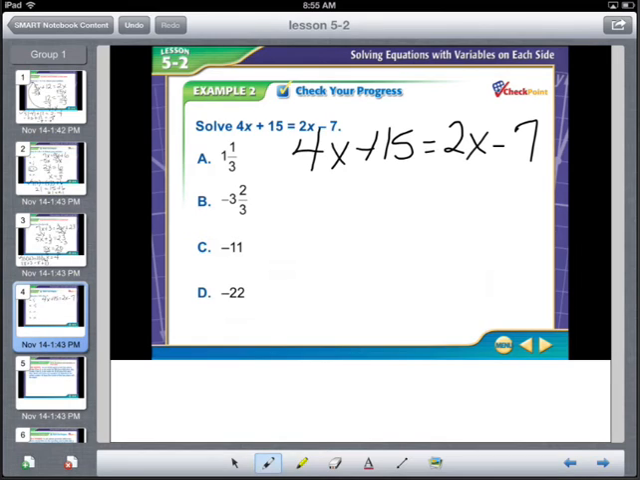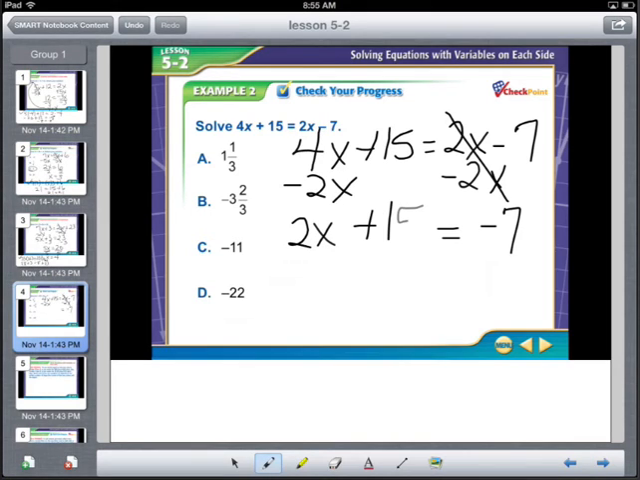Okay, I've got to get my x's together, so I'm going to subtract 2x from both sides. Those cancel out, leaving me with a what? Don't forget that minus sign makes that a negative 7 on that side. 4x minus 2x is 2x plus 15. Now you just have a two-step equation that you know how to do. Get rid of the addition and subtraction first, so I'm going to subtract 15 from both sides.